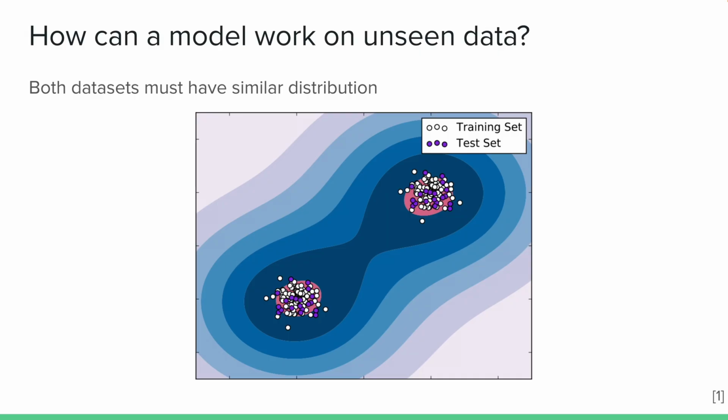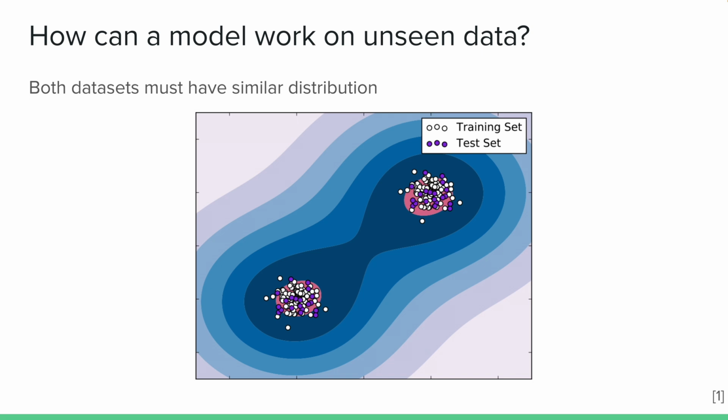But one question still remains. How does this work? How can a model perform a task on previously unseen data? If you think about it, if you learn French, you're not all of a sudden able to speak English. So how does this work? How does it work at all? And the answer for this is that we have a couple of assumptions for our data sets that need to hold in order for this to work.